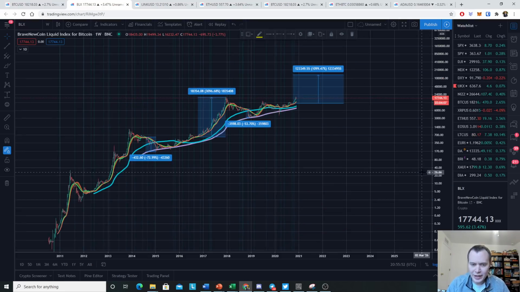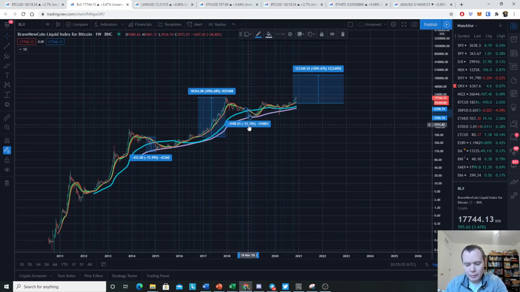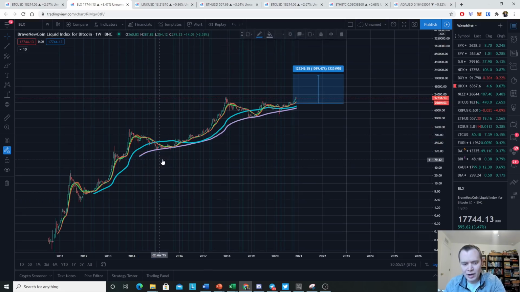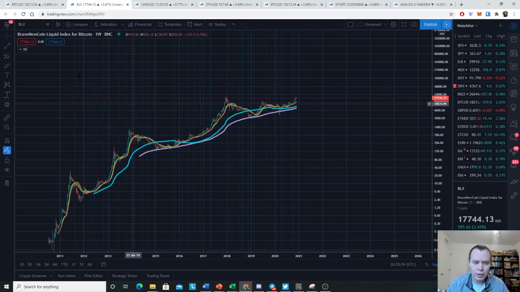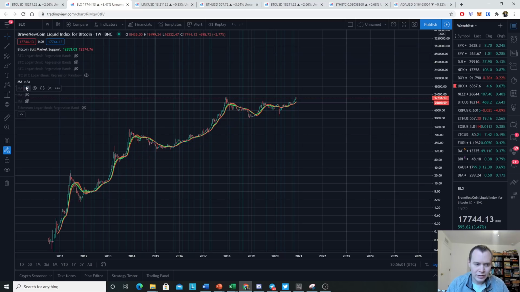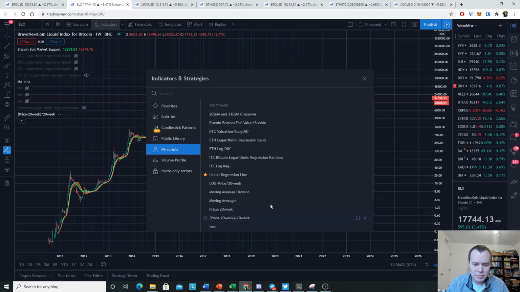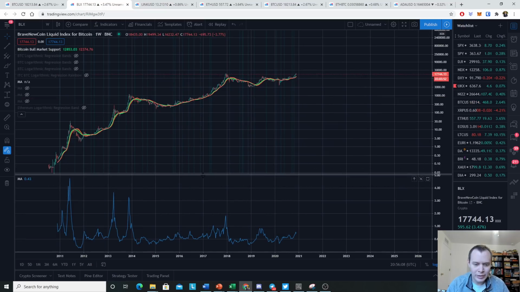Now we also want to look at the short term. And when I say short term, I still mean somewhat relatively long term, but shorter than what we're currently looking at. So we're going to hide the 200 week and the 300 week. And now all we're going to do is put on the price minus the 20 week over the 20 week to see where we are.